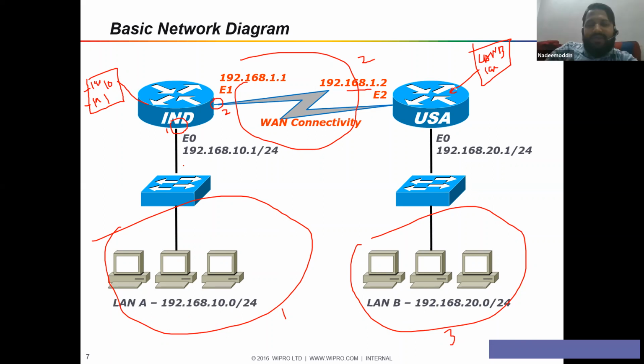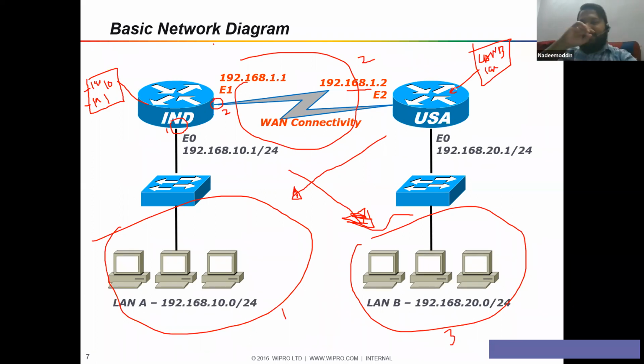So now if you look here, networks 1, 2, and 3. To the India router, this network is missing. Network 3 is not in the India routing table. Why? It is not directly connected to the India router. Similarly, in the USA router, this network is not here. Why? Because it is not directly connected to the network.